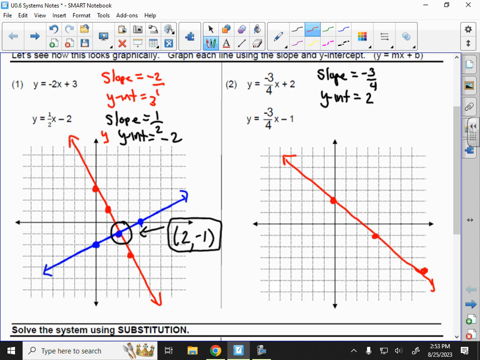All right, and then we'll do the other line. So this one has a slope of negative 3/4 and a y-intercept negative 1. We'll put a dot at negative 1 on the y-axis, and then we'll go down 3, and then right 4 again. 1, 2, 3, 1, 2. Okay. And then you only need really 2 points to connect the line. Remember that from geometry.